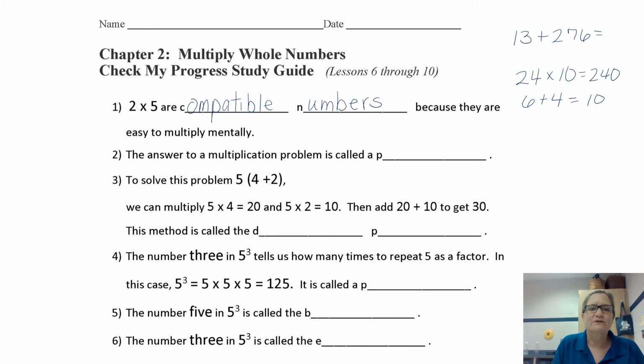All right, number 2. The answer to a multiplication problem is called a product. Now this is how I remember it. Factor times factor equals product.